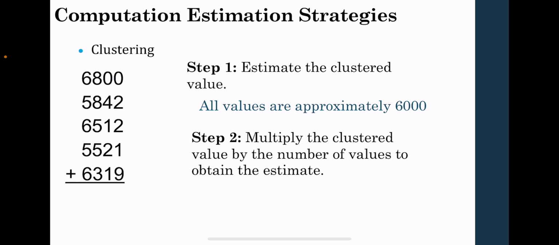So our clustered value was approximately 6,000. We have, let me get my pointer. There we go. 1, 2, 3, 4, 5. So we have 5 values. So we're going to do 6,000 times 5, which gives us an estimate of approximately 30,000 for this sum. We would say that 6,800 plus 5,842 plus 6,512 plus 5,521 plus 6,319 is approximately 30,000.